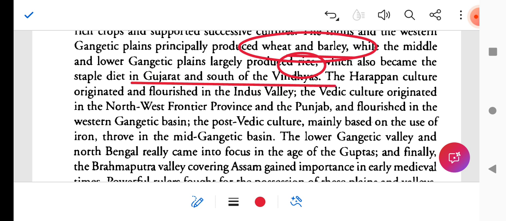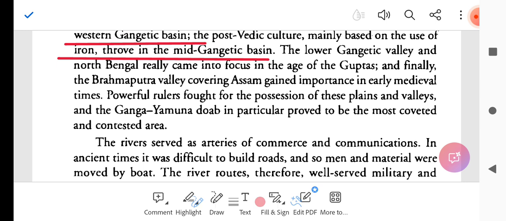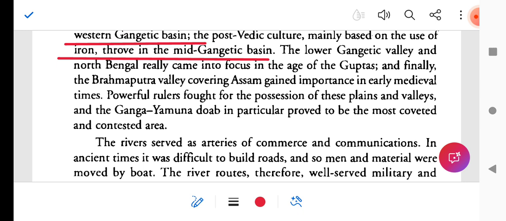The Harappan culture originated and flourished in the Indus Valley. The Vedic culture originated in the northwest frontier province and the Punjab and flourished in the western Gangetic basin. The post-Vedic culture, mainly based on the use of iron, flourished in the mid-Gangetic basin. So these are the chronological order in which the various cultures flourished in North India, in the Indus as well as Ganga basin.